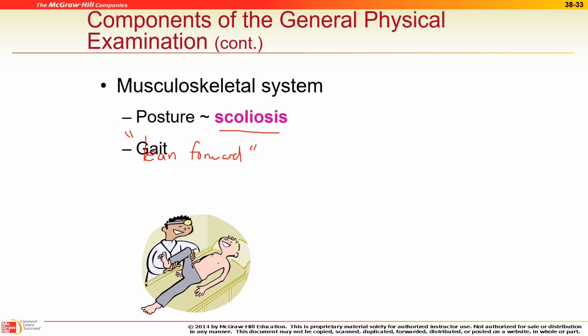Gait is how you walk, so your posture while you walk. This can signify a lot of neurological damage or problems. In Parkinson's, how do people with Parkinson's walk? They kind of shuffle, and then they shake, right? So if your patient starts to exhibit those characteristics in their gait, then check for Parkinson's.